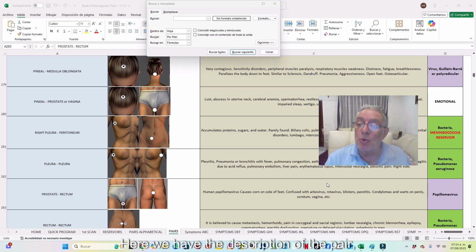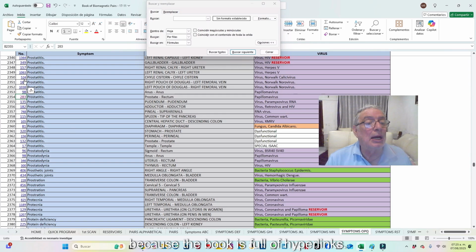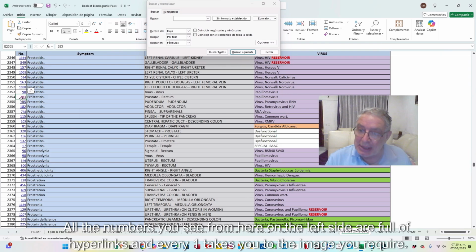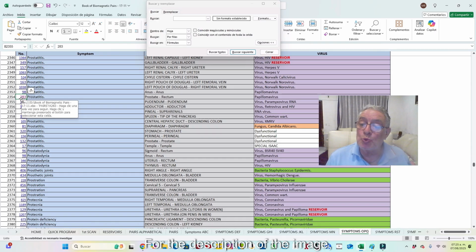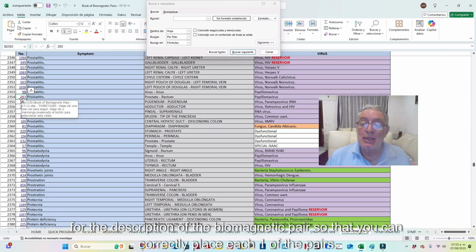Here we have the description of the pair, which is what cures. And we also have the pathogen, which in this sense is a virus, which is papillomavirus, because the book is full of hyperlinks. All the numbers you see from here on the left side are full of hyperlinks, and everyone takes you to the image you require, for the description of the biomagnetic pair, so that you can correctly place each one of the pairs.